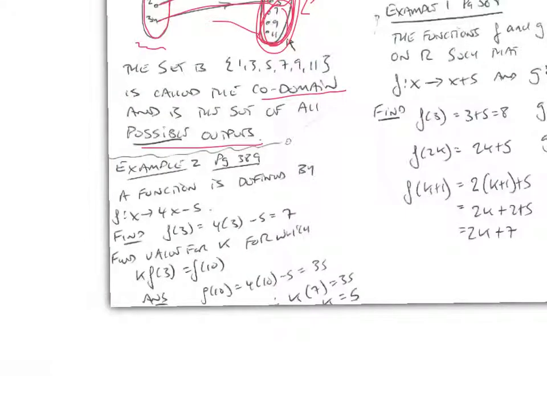For example here, a function is defined by f of x maps to 4x minus 5. Find f of 3. Well, f of 3 is just pop your 3 in there. 4 times 3 minus 5 is 7. Okay, then it gets a little bit more complicated. Find the value for k, for which k times f of 3, which is 7, equals f of 10, whatever that is. Let's find what f of 10 is equal to by letting our x value in the rule equal 10. So 4 times 10 minus 5 is 35. And so therefore k times f of 3, which is k times 7, is equal to f of 10, which is equal to 35. So k must be equal to 5.